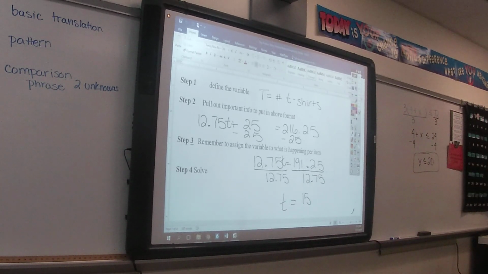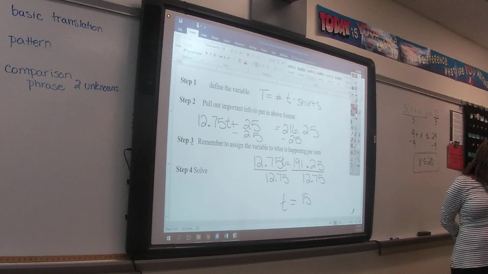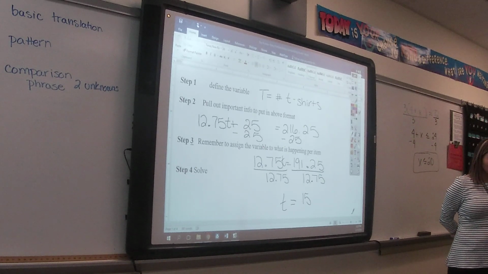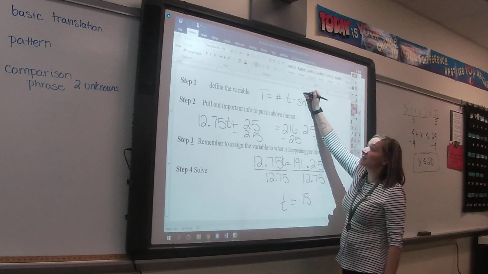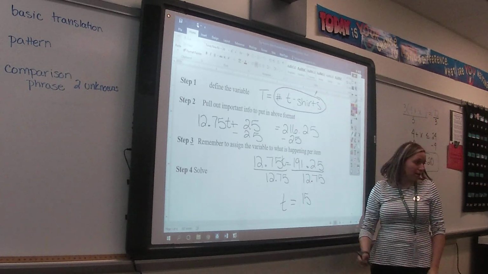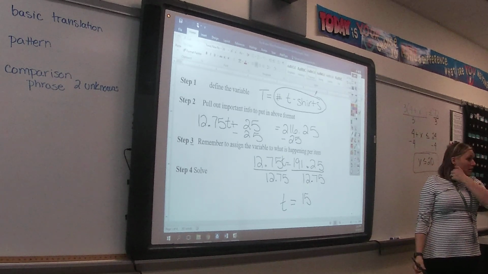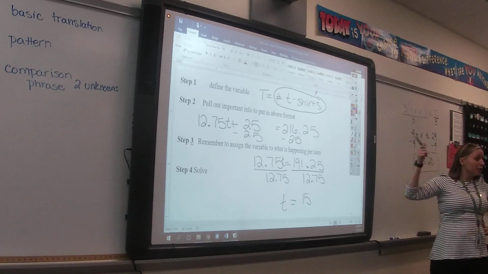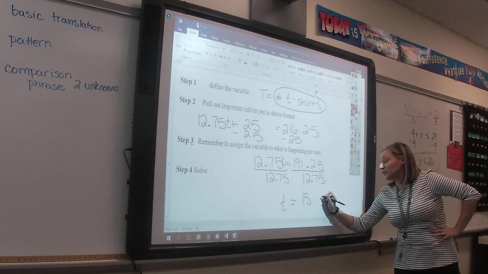Okay, so I'm not done yet. I don't want to just circle this and say I'm done. I solved for a letter. What do I need to do? Label it. Give it some type of label. I do not randomly make up a label. My label comes from the exact same thing that I picked up here. So what does that 15 represent? T-shirts. The number of t-shirts. So this is 15 shirts.